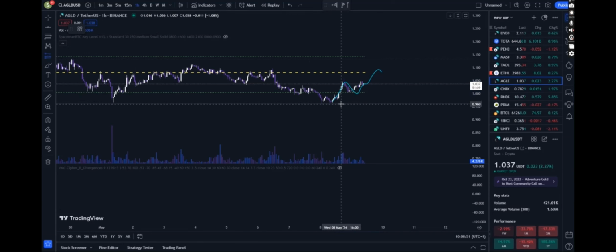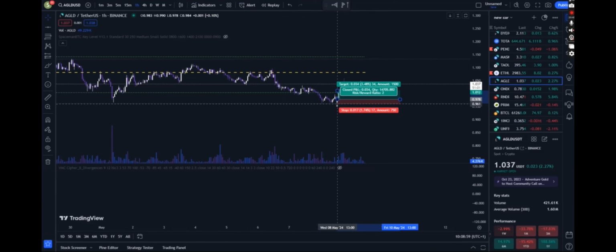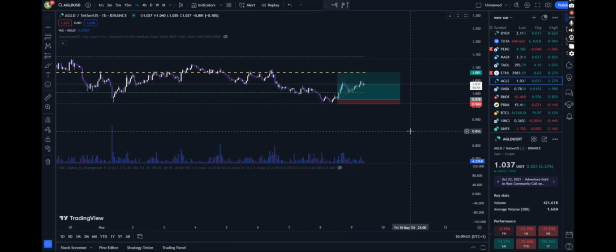So if you'd have seen that double bottom there, you start to see that bullish candle that came in there. You take a long there. Your stop loss is below that area, and you're targeting that. This is why volume profiles are absolutely fantastic to look at.